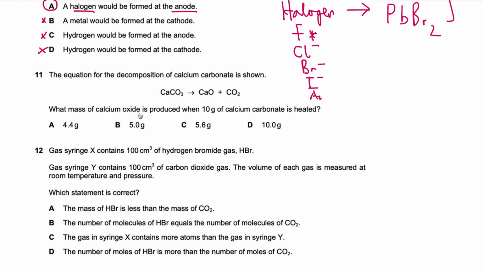What mass of calcium oxide is produced when 10 grams of calcium carbonate is heated? So they've given us the mass of this one. Since they gave us the mass, first I want to write the molar ratio. Anytime you are doing mole, you must write out the molar ratio first. Ratio 1 to ratio 1 to ratio 1 to ratio 1. They are all ratio 1 because there is no 2 or 3 or any number of molecules behind any of them.